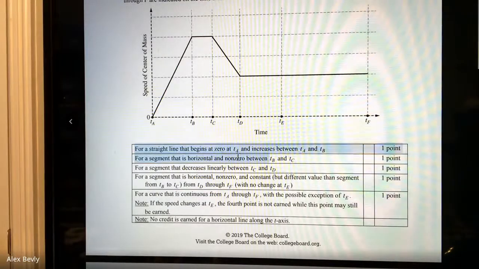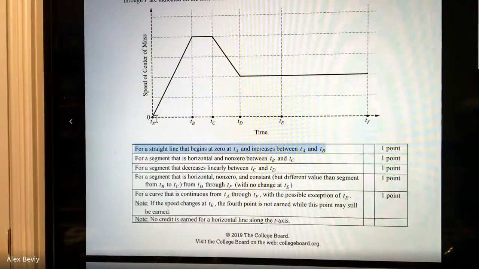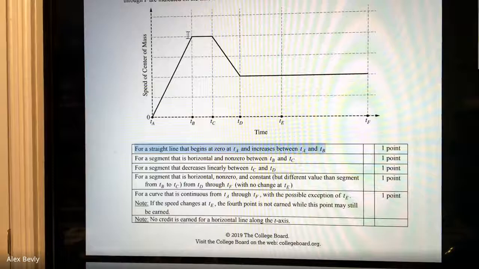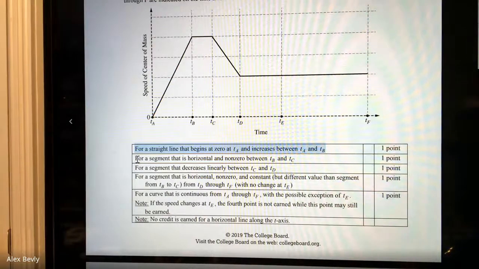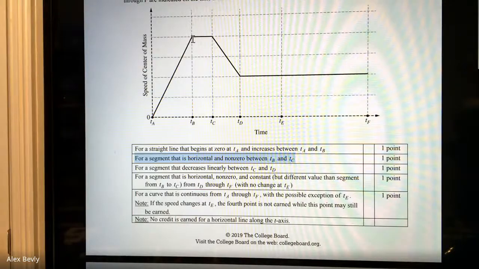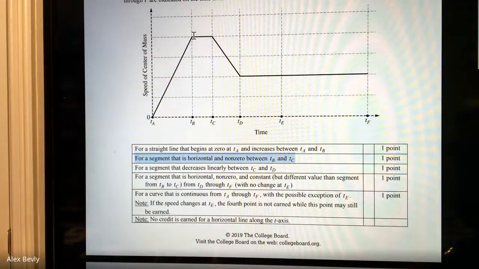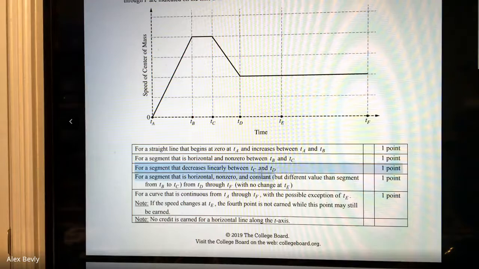So we get 1 point for this first segment. Straight line begins at 0 at time A, increases to time B. It has to be a straight line. Then we have a horizontal non-zero line, so it's moving. We can't have a horizontal line at 0 between B and C. So horizontal to get the point. Then a linearly decreasing line from C to D, where we have our friction.